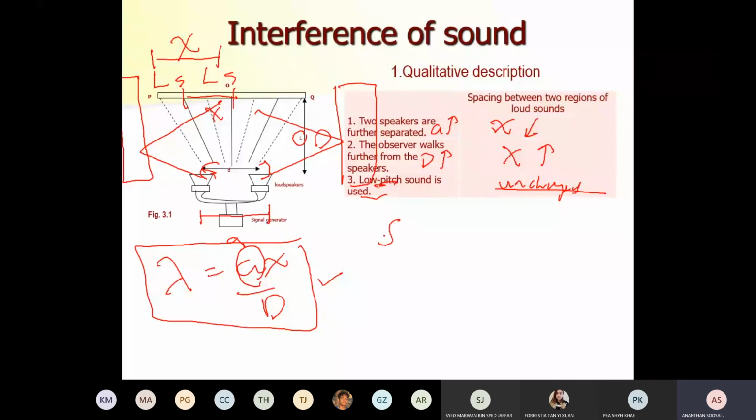Low pitch means low frequency. So what happened? The wavelength gets longer. Yes, correct. The wavelength gets longer. What happened to the X? X gets longer. So pitch is the frequency. Intensity is the amplitude. Okay, good. Now we're going to go back to questions.